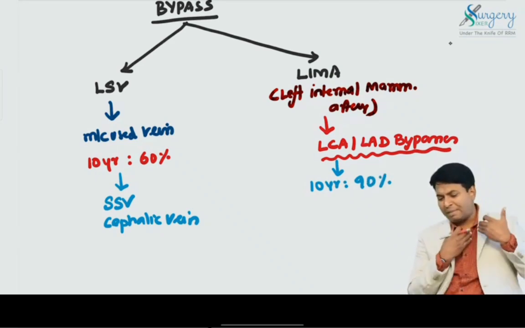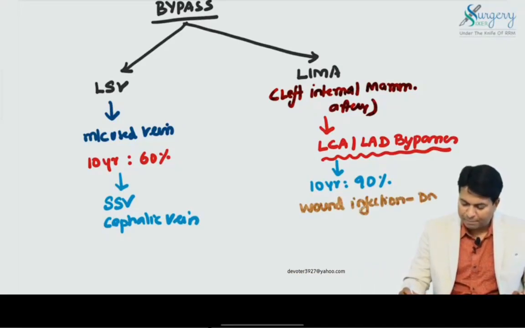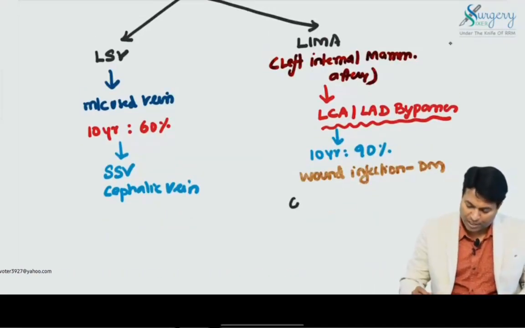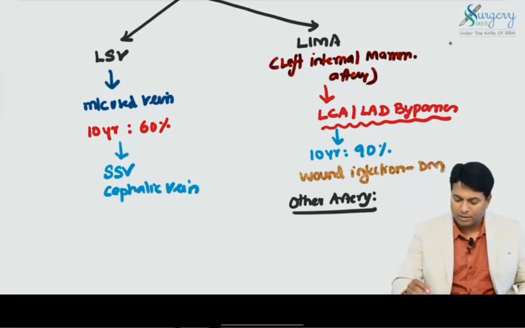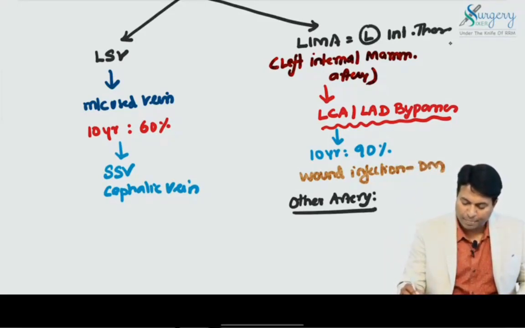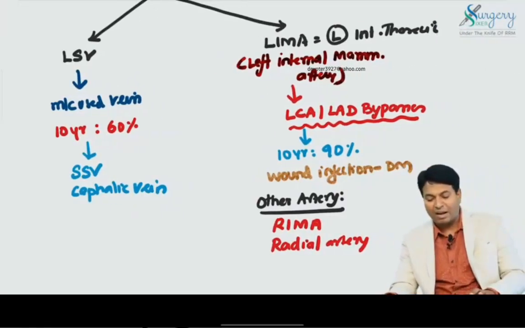When I use the left internal mammary artery, the major problem is wound infection, especially in diabetic patients. May develop wound infection. So what are the other arteries we can use? LIMA is also known as internal thoracic artery. Left internal mammary artery is also known as left internal thoracic artery. So what are the other arteries used? RIMA, right internal mammary artery, or we can use radial artery. If internal mammary artery is not available, we should use radial artery. Please remember, we will use radial artery.